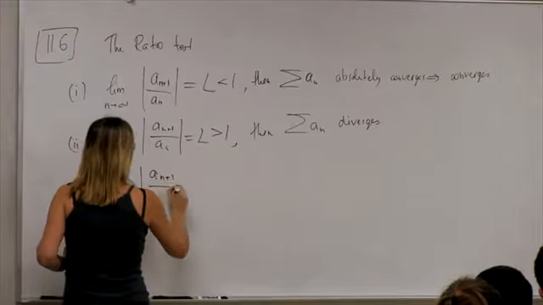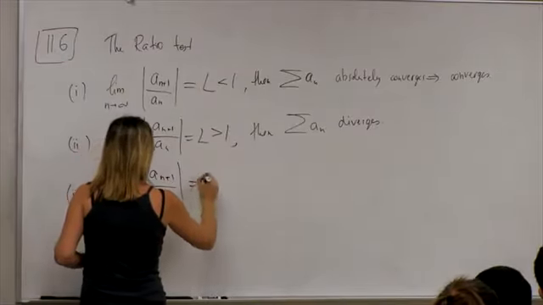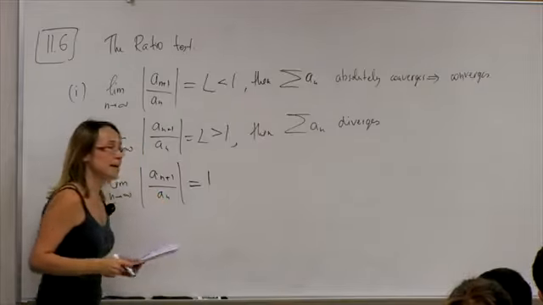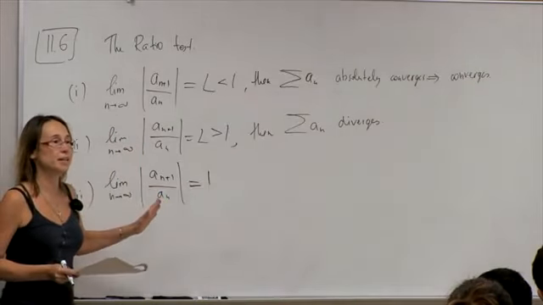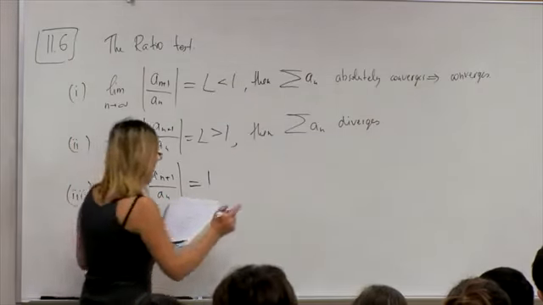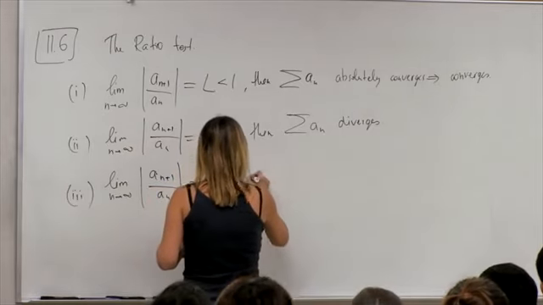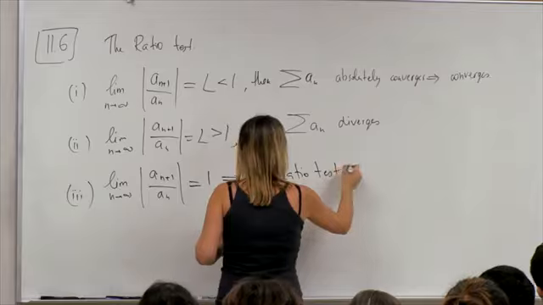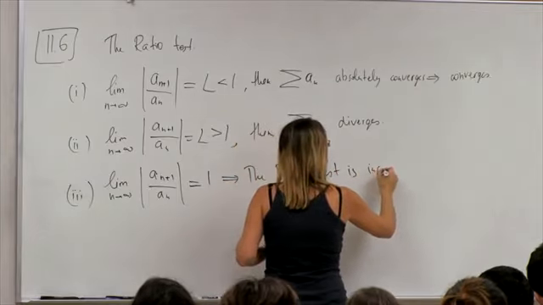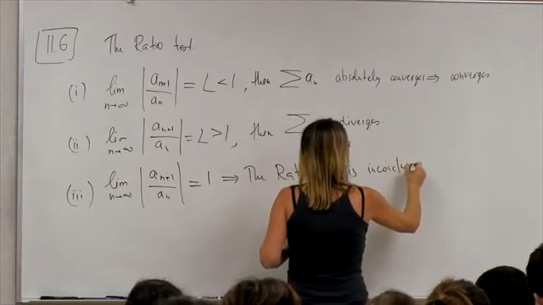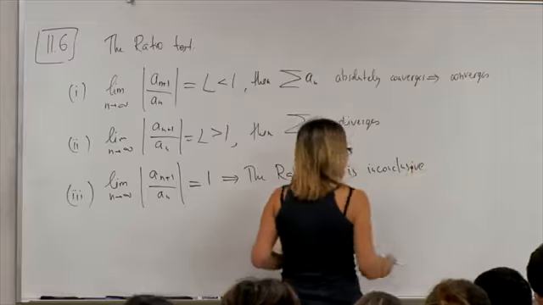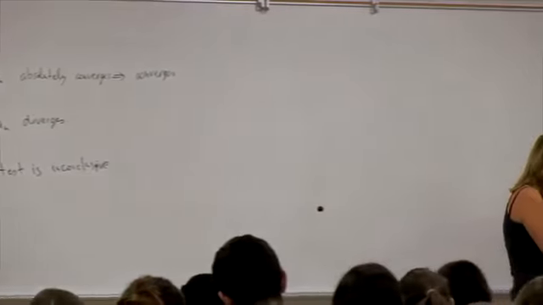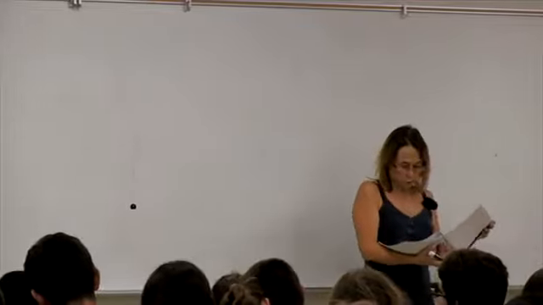The limit of a_{n+1} over a_n is equal to 1. And in this case, the answer is we have no idea. It could be either way, right? The ratio test is inconclusive. And we'll have to apply further tests to say anything at all about convergence.